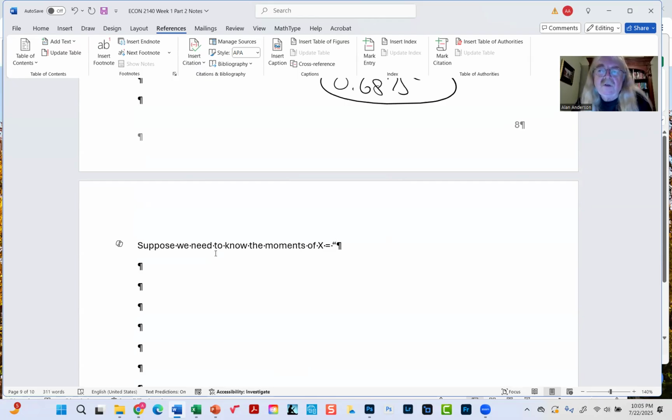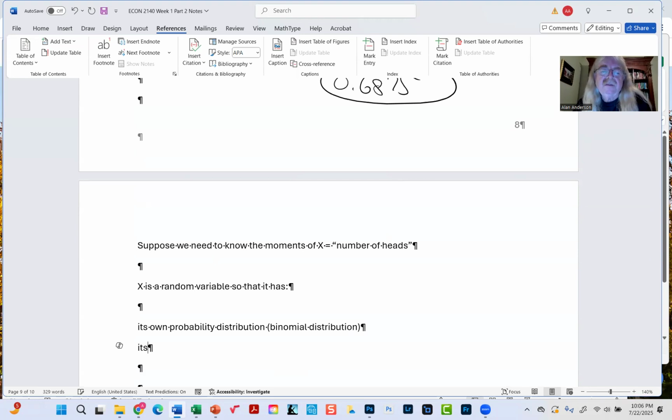And remember, we're going back to the number of heads when we flip the coin 4 times. X is a random variable, which means it has its own probability distribution, which happens to be the binomial distribution. And it has its own moments, which are, of course, the mean or expected value, variance, and standard deviation.